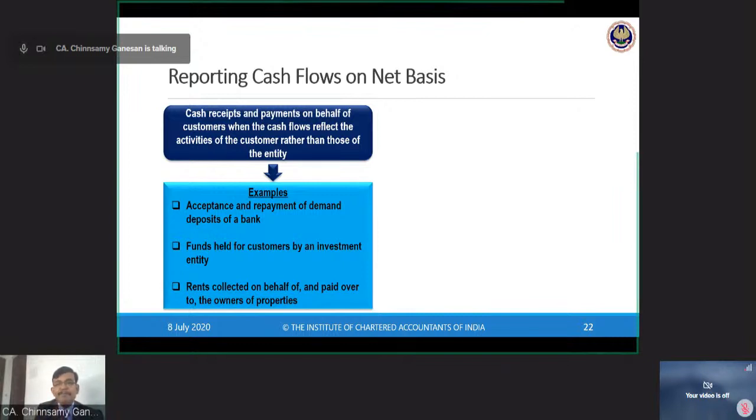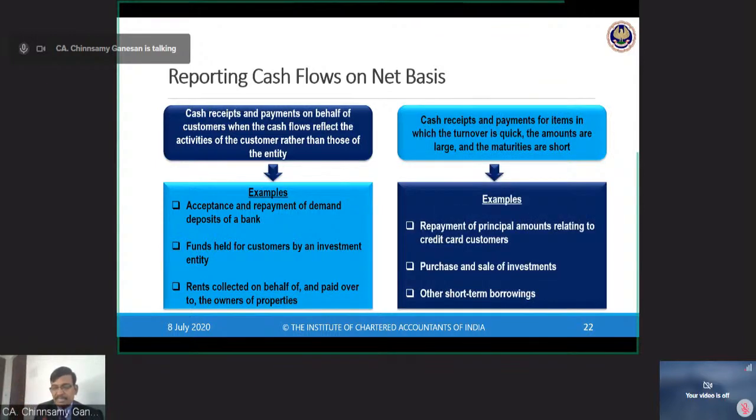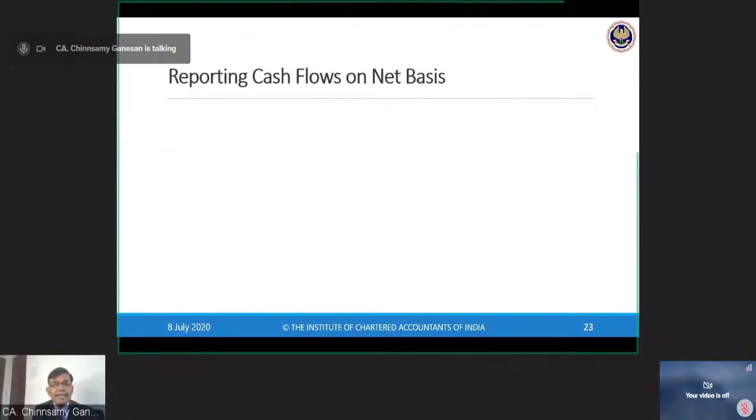It is also possible where the turnover is quick. For example, principal amount on credit card customers, I can show on a net basis. Whatever collection, whatever amount has been paid. Purchase and sale of investment, I can show on a net basis. Short-term borrowings and long-term borrowings which have been collected. These are all examples. It is not an exhaustive list. So you can show that on a net basis, for the purposes of understanding. Why should I unnecessarily confuse by showing two different items? But normally you have to have a legal right for offset.